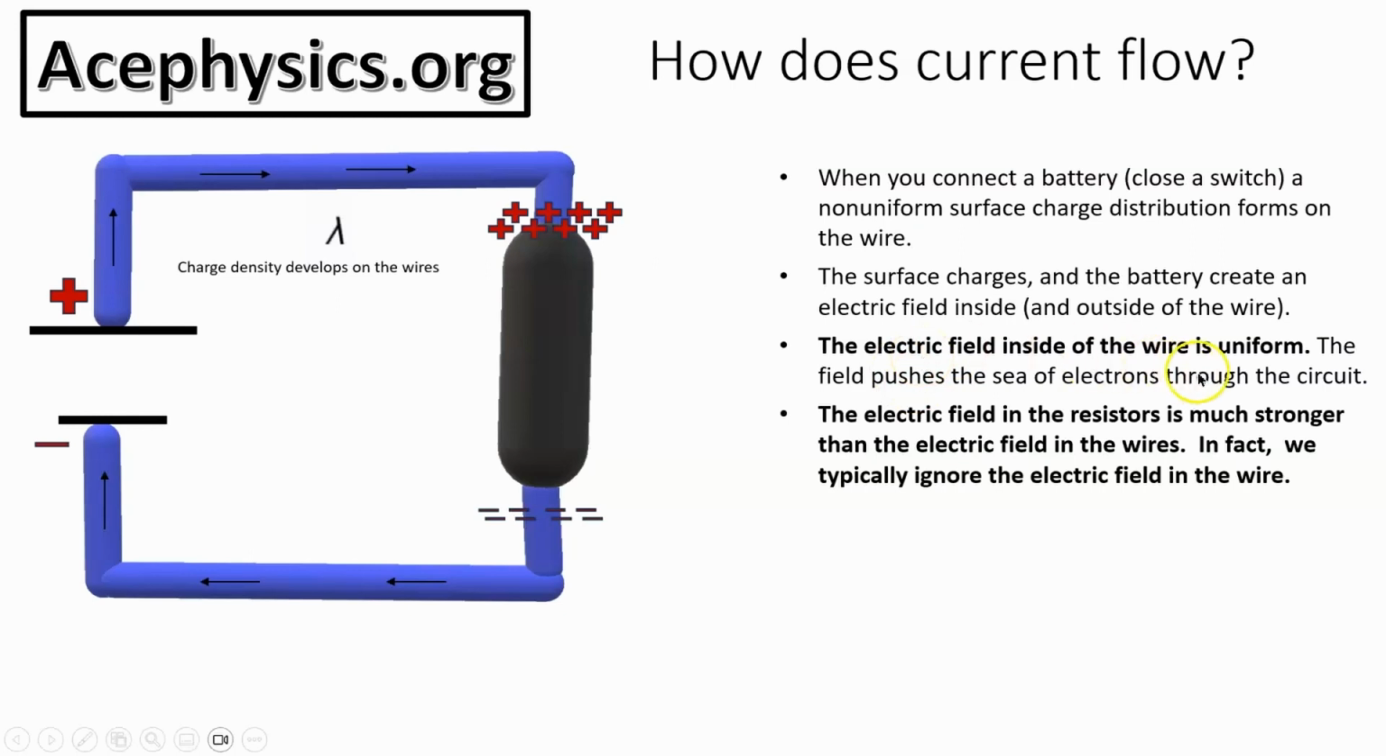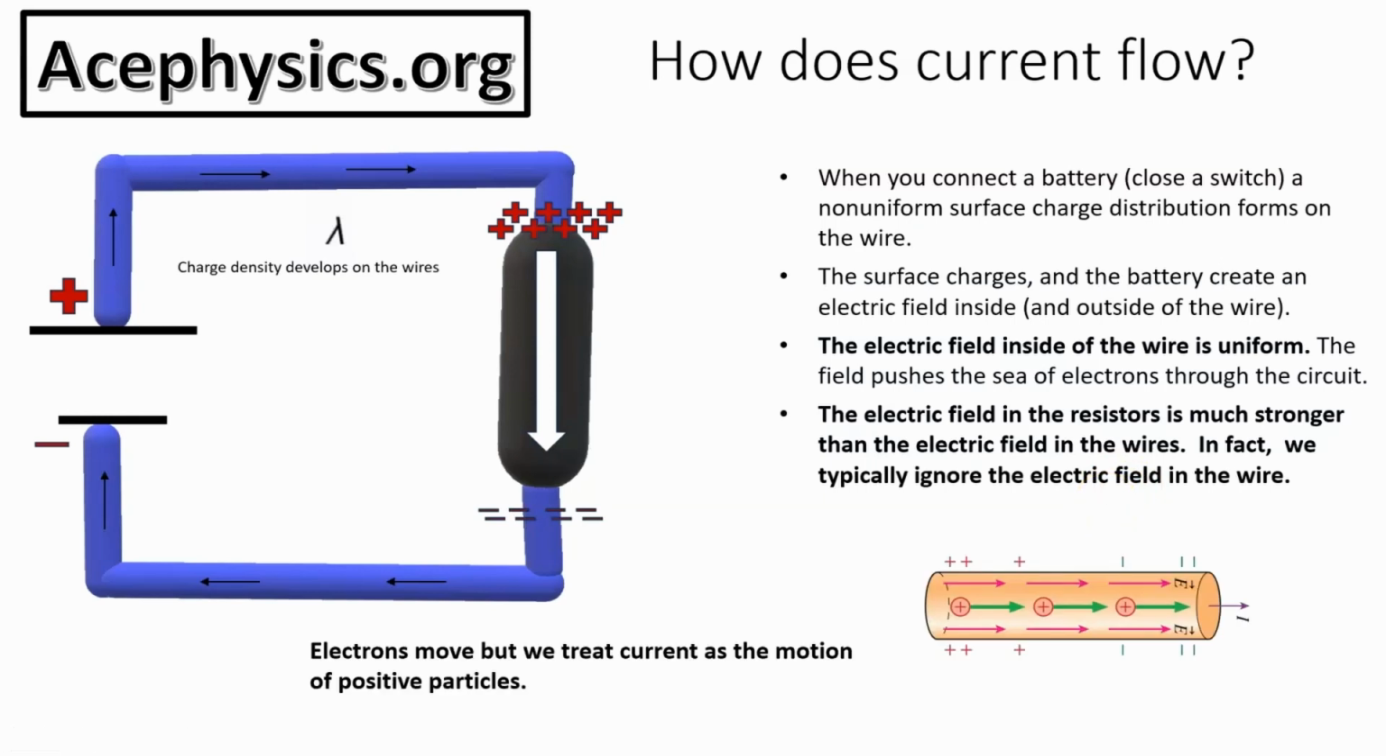The electric field inside the wire is uniform. The field pushes the sea of electrons through the circuit. The electric field in the resistor is much stronger than the electric field in the wire. In fact, we typically ignore the electric field in the wire.